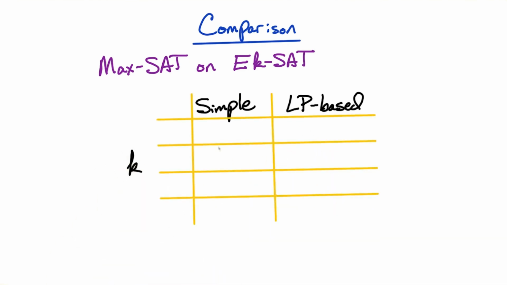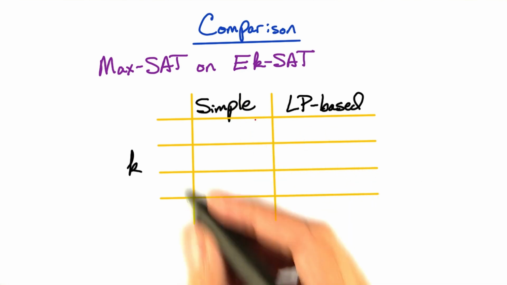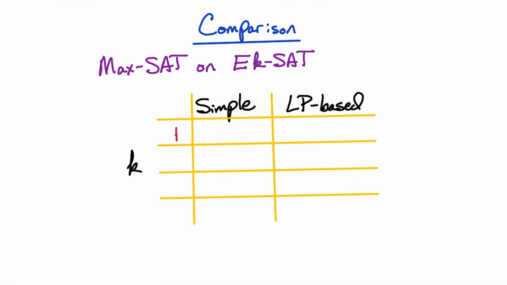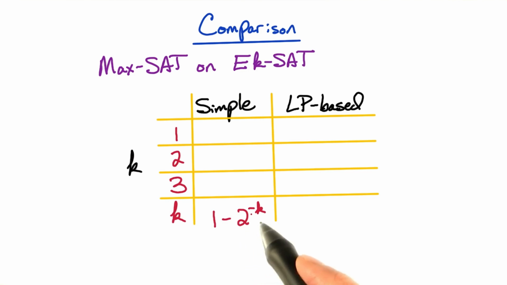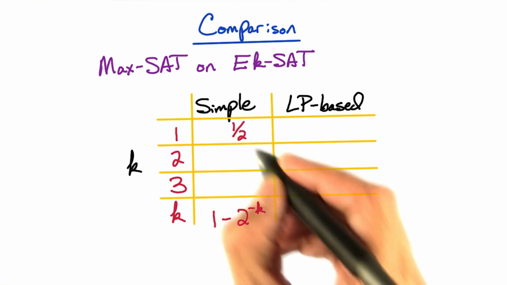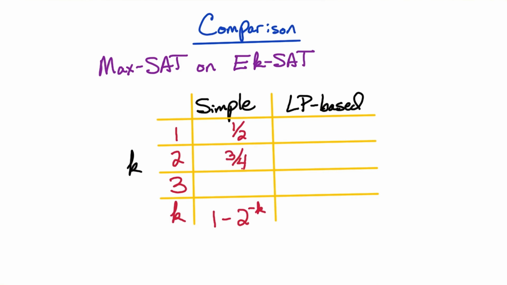Let's look at the performance of these two algorithms for k equals 1, so it's all unit clauses, which is quite trivial, k equals 2, k equals 3, and in general k. If we recall the simple algorithm, the probability a clause is not satisfied is 2 to the minus k, so the probability it is satisfied is 1 minus 2 to the minus k. So in general for k, it achieves a 1 minus 2 to the minus k approximation factor. Plugging in k equals 1, we get 1/2. For k equals 2, we get 3/4. For k equals 3, we get 7/8.